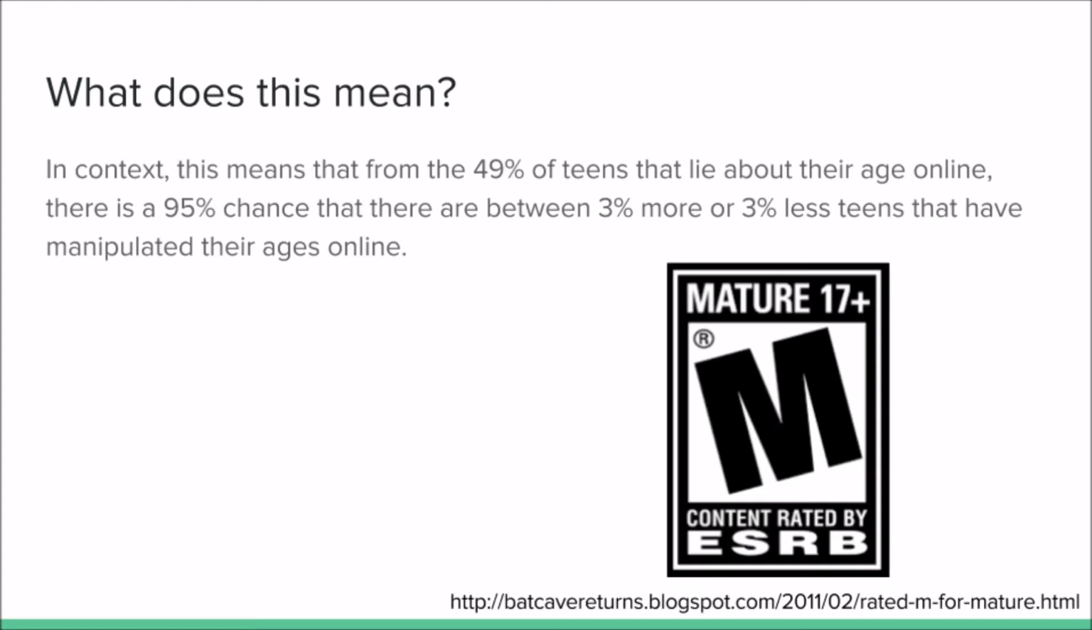In context, this means that from the 49% of teens that confess to lying about their age, there's a 95% chance that there are between 3% more or 3% less teens that have manipulated their age online so they could get games like The Elder Scrolls V Skyrim.